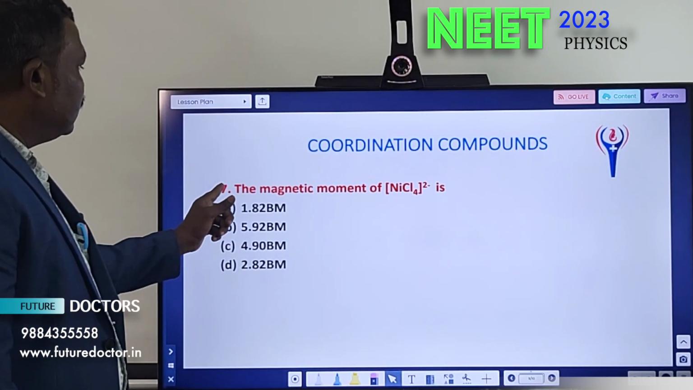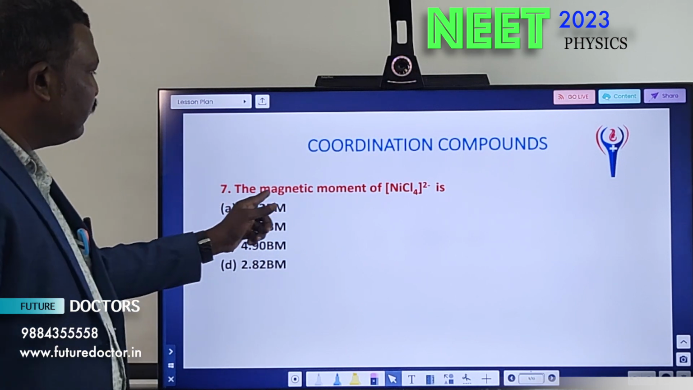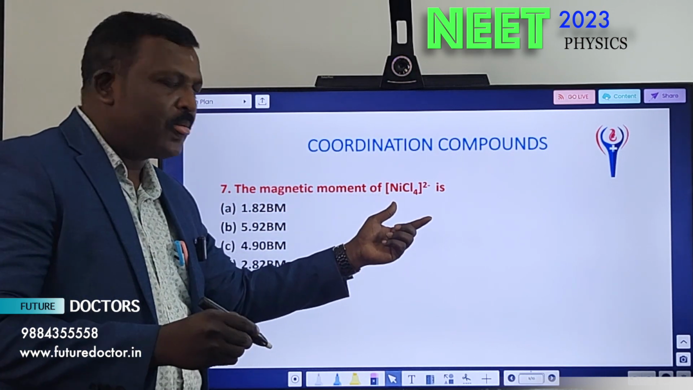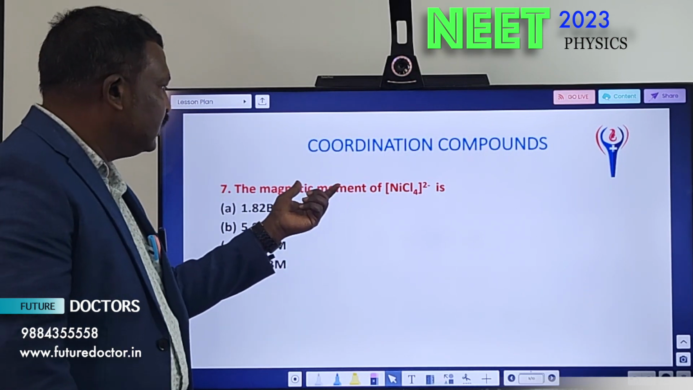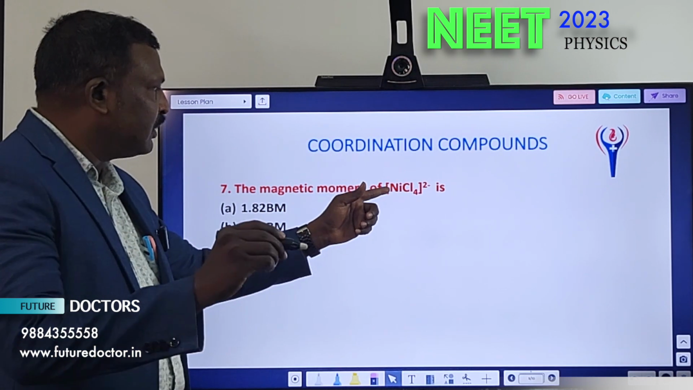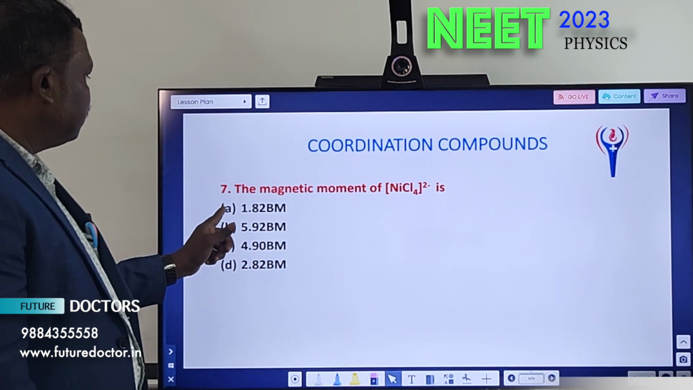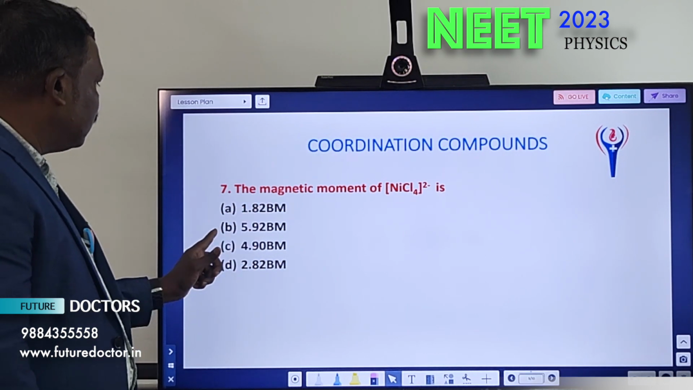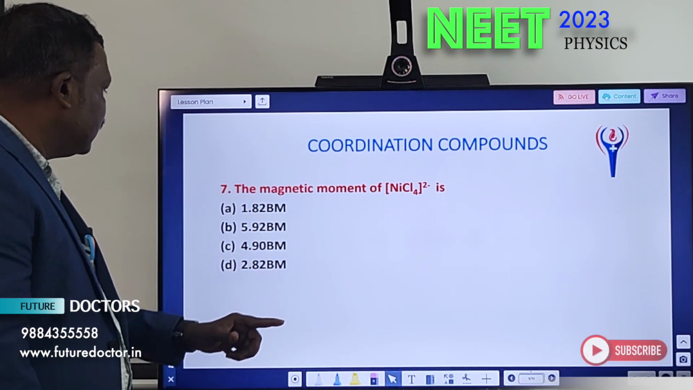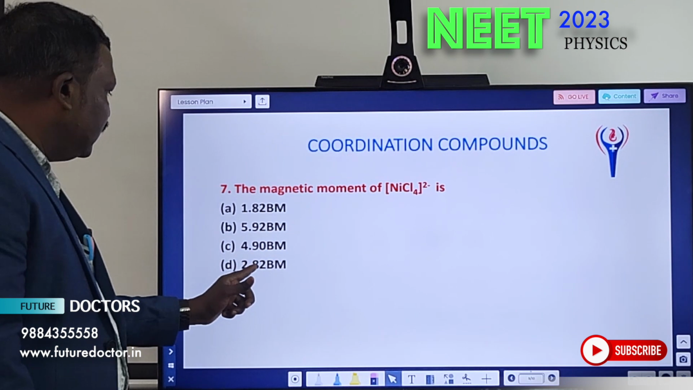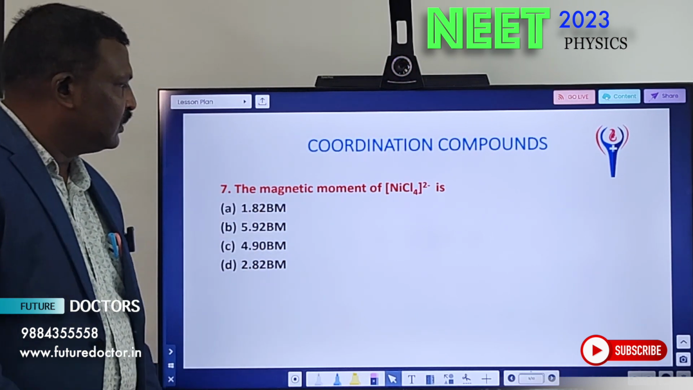Next one, seventh one. The magnetic moment of [NiCl4]2- is: we have to find out the magnetic moment. Before that, you must know the number of unpaired electrons, then you have to substitute. We have one formula for the magnetic moment. If you substitute the number of unpaired electrons in that formula, we can find out the magnetic moment. Option A 1.82 Bohr magneton, option B 5.92 Bohr magneton, option C 4.90 Bohr magneton, option D 2.82 Bohr magneton. Understood? Very easy questions only, I said. So try to answer these.